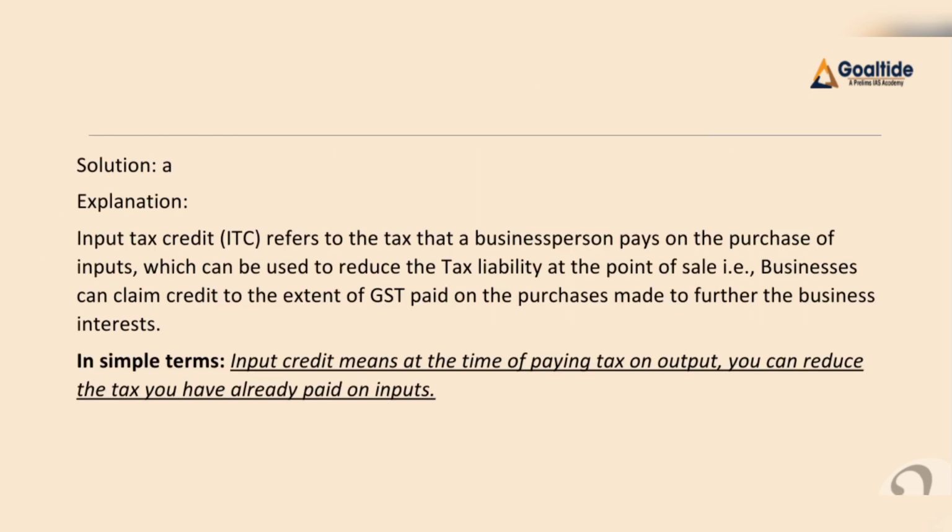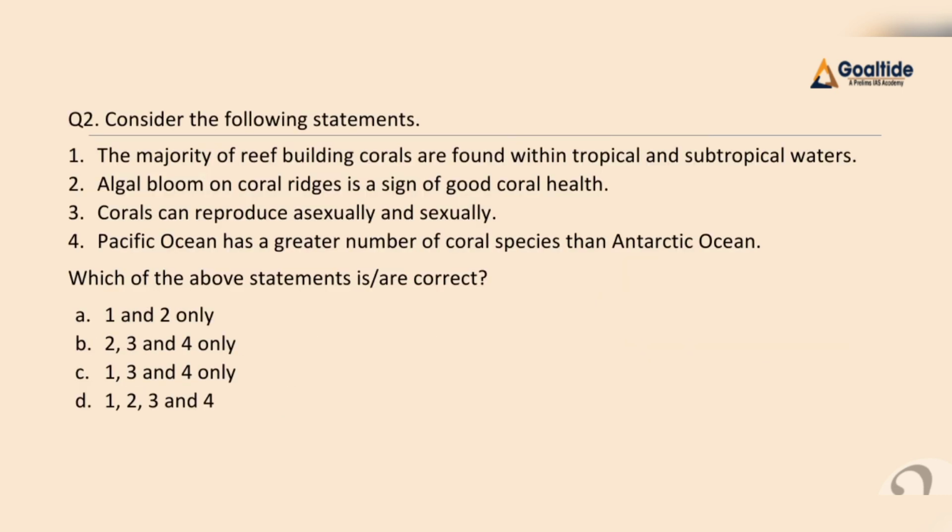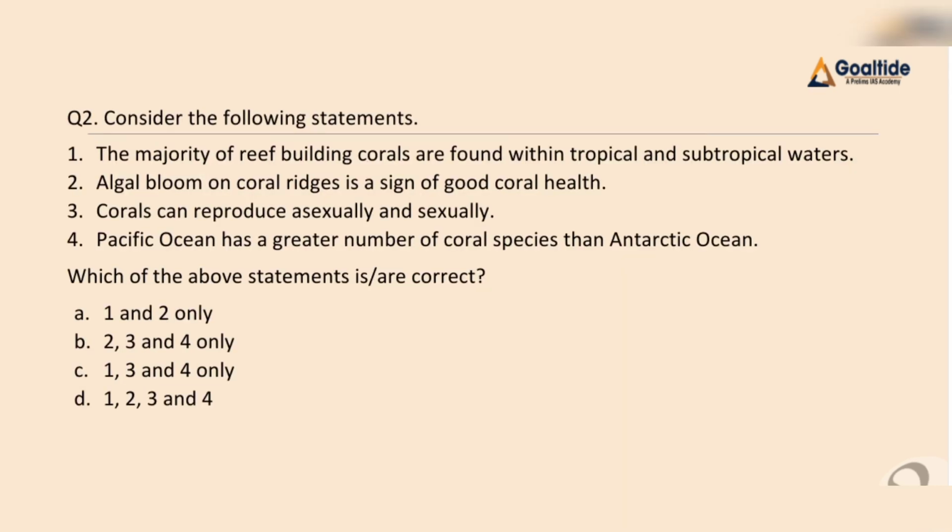Now let me have a look into question number 2. Consider the following statements. First, the majority of reef building corals are found within tropical and subtropical waters. Second, algae bloom on the coral reef is a sign of good coral health. Third, coral can reproduce asexually and sexually. Fourth, the Pacific Ocean has a greater number of coral species than the Antarctic Ocean. Here we have to find out the correct statement. A 1 and 2, B 2, 3, 4, C 1, 3, 4, D all of the above statements.